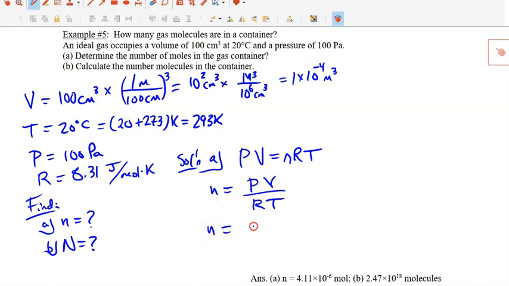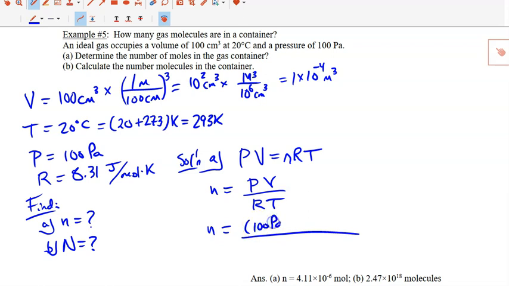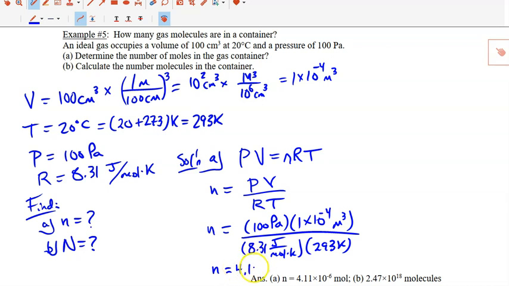Okay, so let's plug in here. The pressure is 100 pascals. The volume is 1 times 10 to the power of negative 4 meters cubed. The gas constant is 8.31 joules per mole Kelvin, and the temperature is 293 Kelvin. That gives you an answer of n equals 4.107, or 4.11, times 10 to the power of negative 6 moles.